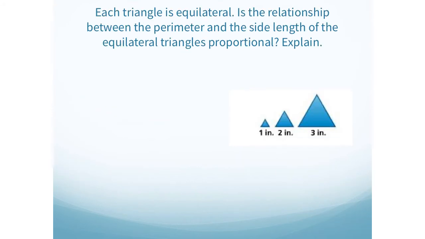Each triangle is equilateral. Is the relationship between the perimeter and the side length of the equilateral triangles proportional? And explain. Your explanation is through your work if you are showing your work.